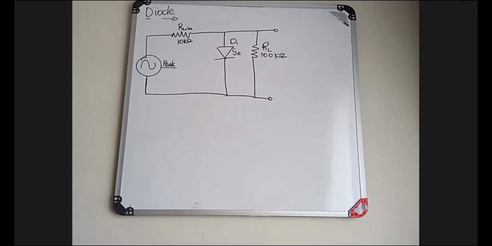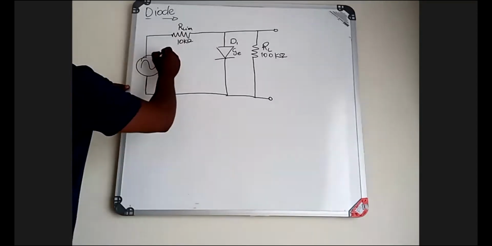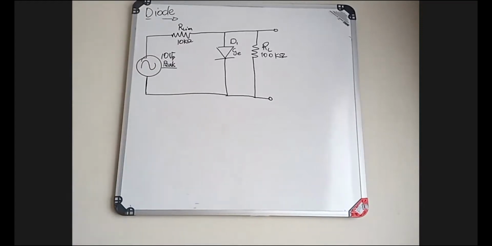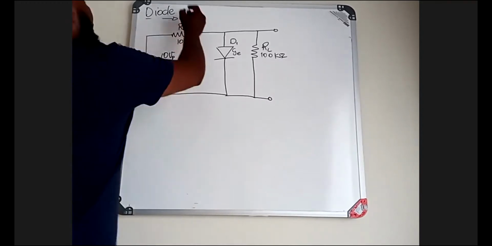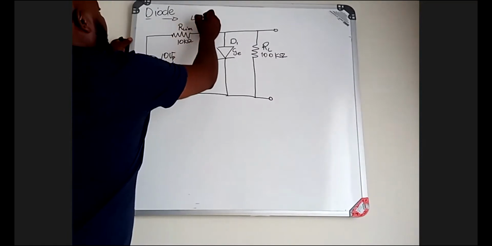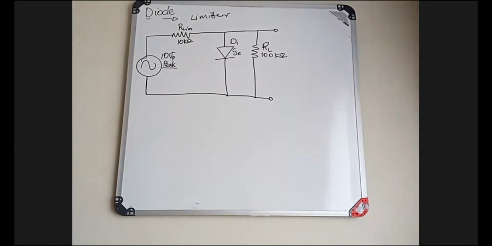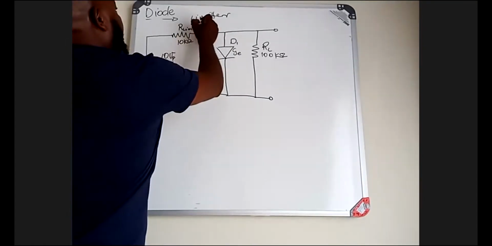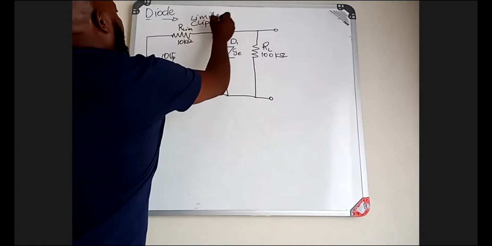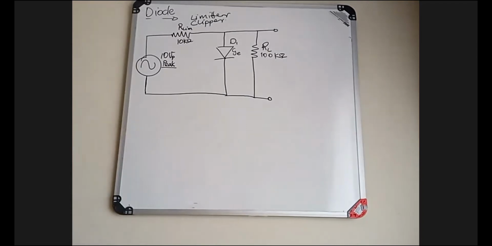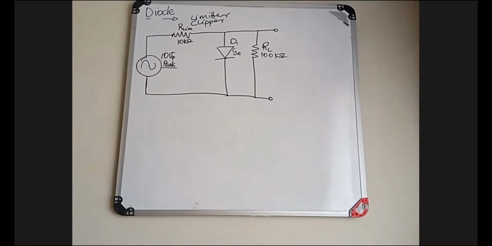Now, when I say the input, my input is 10 volts peak. Now, with this type of circuit, that is your diode limiter circuit, or a diode clipper circuit. That is your diode limiter or a diode clipper circuit.